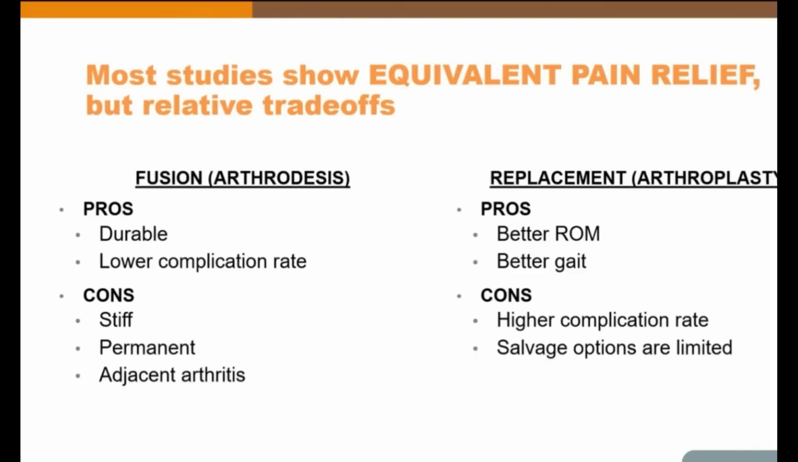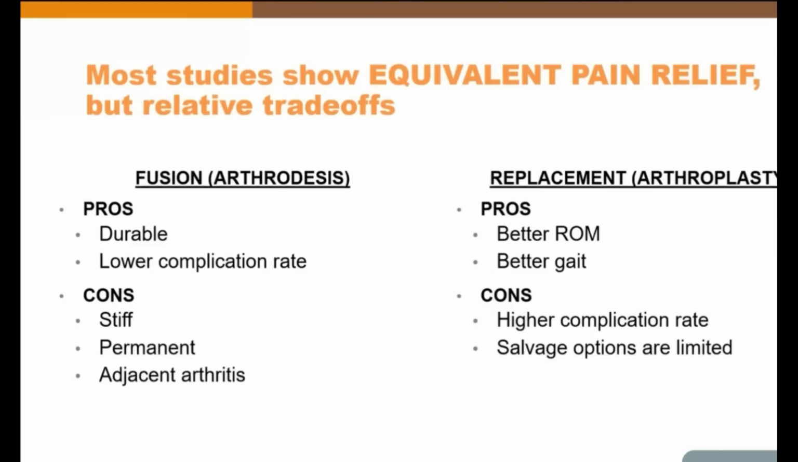The cons are that it does result in a stiff joint afterwards, so you lose the motion that would come through that tibiotalar joint of dorsiflexion and plantar flexion. It is permanent. While there are some exceptions to this, there are opportunities to rarely take down an ankle fusion and convert it to a replacement. In general, it is something that cannot be reversed. And adjacent arthritis. So when you eliminate motion through a major weight-bearing joint, that motion is transferred to other joints.